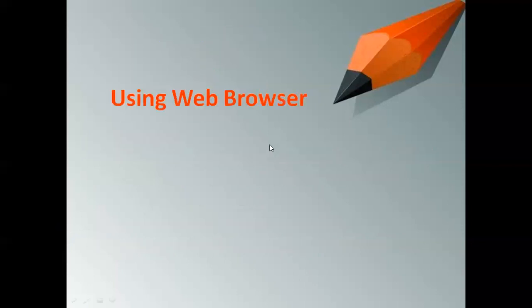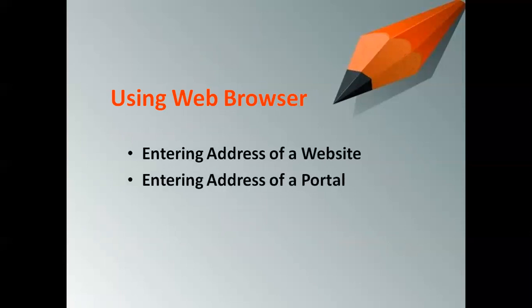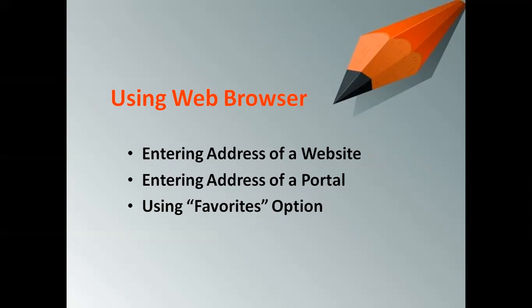Then we will learn using a browser. In this point, we will cover two points, entering the address of a website and entering the address of a portal. What is a website, what is a portal, and how we can enter the address on the browser. Then we are going to cover using the favorite option. Whenever you want to use a particular website again and again, we will learn how to add it to a favorite list, and then from there you can directly click and start. No need of entering the website name or web portal name again and again. So these points we are going to cover.